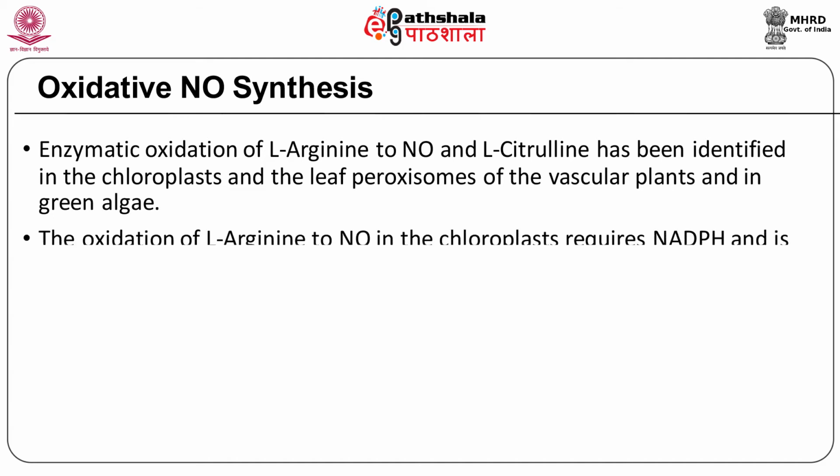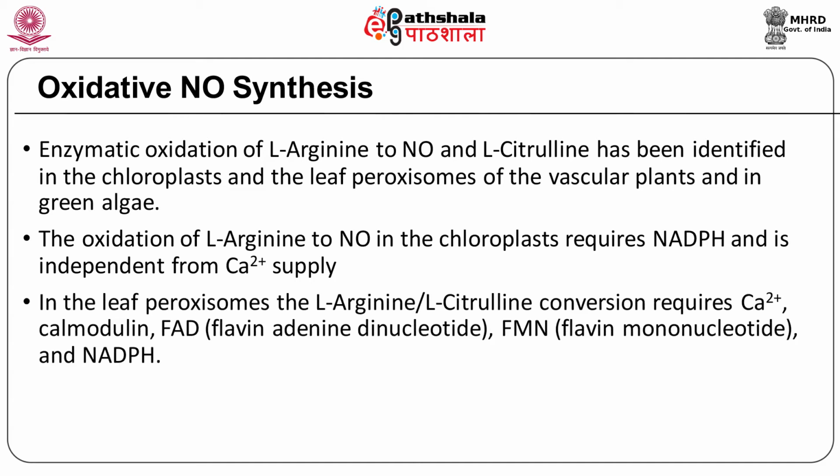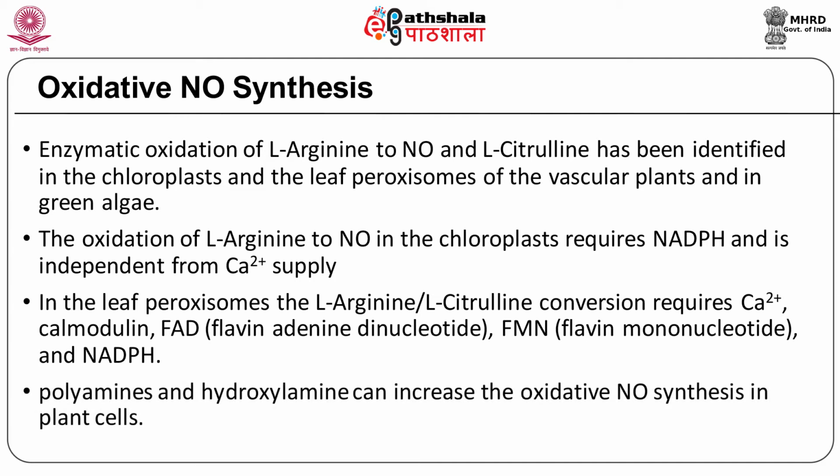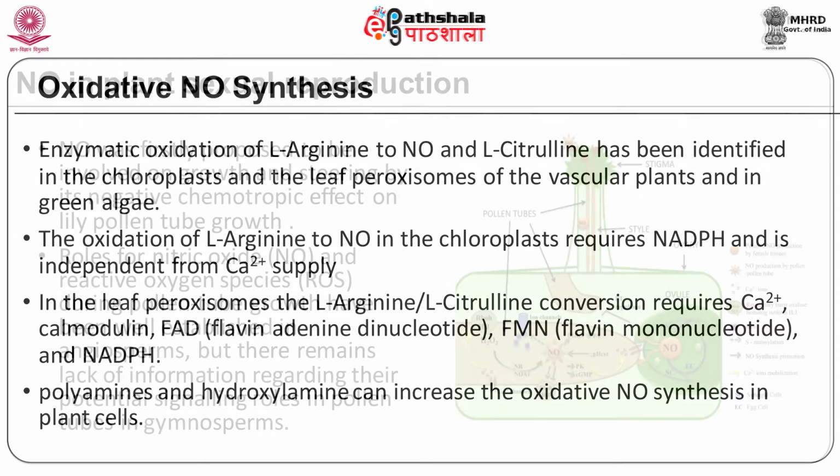The oxidation of L-arginine to NO in the chloroplast requires NADPH and is independent from the calcium supply. In the leaf peroxisomes, the L-arginine to L-citrulline conversion requires calcium, calmodulin, FAD, that is flavin adenine dinucleotide, FMN, flavin mononucleotide, and NADPH. Polyamines and hydroxylamine can increase the oxidative NO synthesis in plant cells.